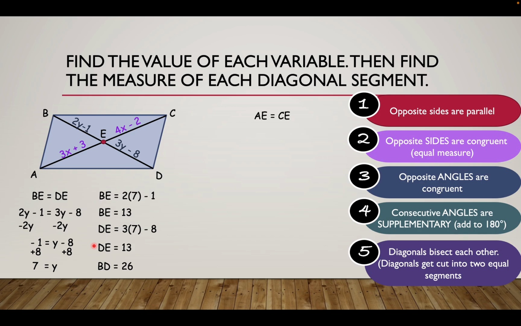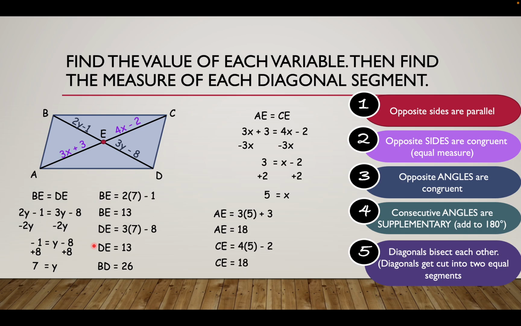Now we have AE equals CE. We can set 3x plus 3 equal to 4x minus 2. Subtract our 3x, get x by itself. Add the 2 to both sides. We get x equals 5. And plug it back in for each segment. Each segment is 18, and the whole thing equals 36.